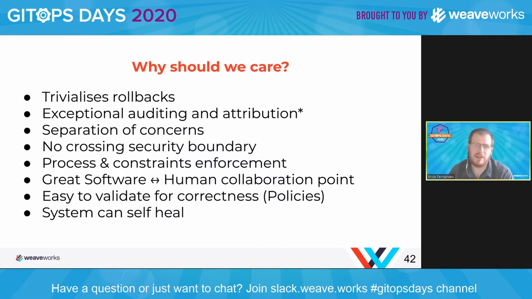So why do we actually care? We've talked to no end about why we care yesterday, really. So I'm going to skip over this because we talked about the motivation behind GitOps a lot. I think the one point we didn't make is the software-human collaboration point, which I think is going to be more and more important as we have smart agents making decisions about infrastructure.